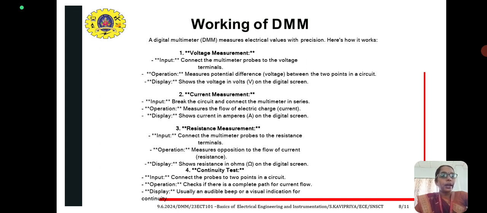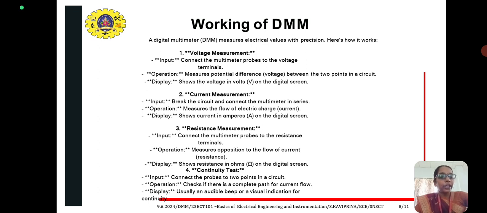Second is current measurement. For the input, we break the circuit and connect the multimeter in series. It measures the flow of electric charge and displays the current in amperes. For resistance measurement, we connect the multimeter probes to the resistance terminal and it measures the opposition to the flow of current. It measures the value of resistance and displays the resistance in ohms on the digital screen.